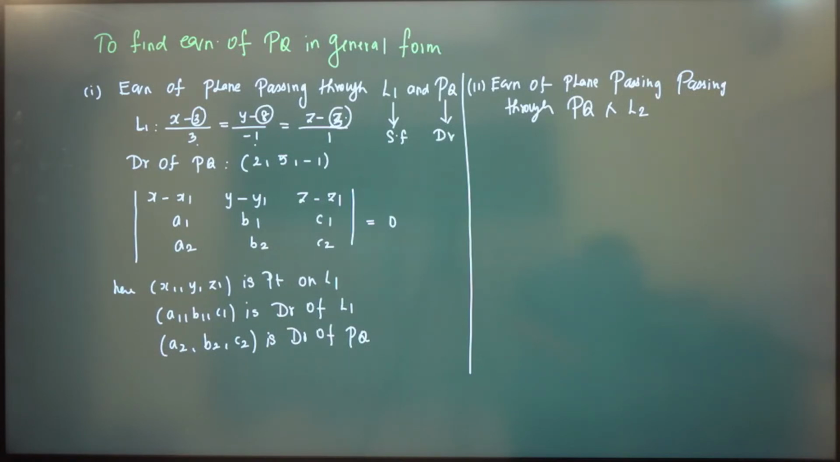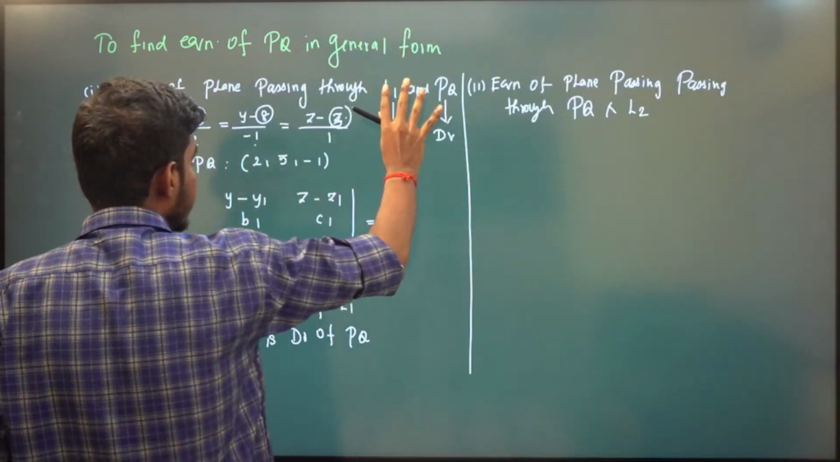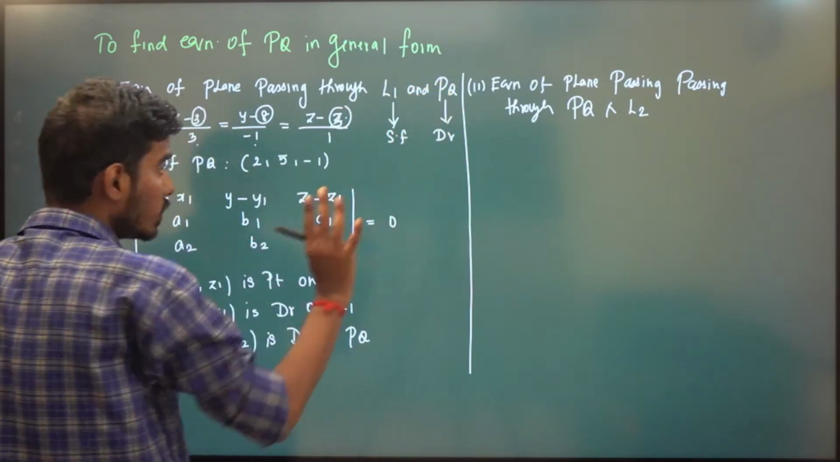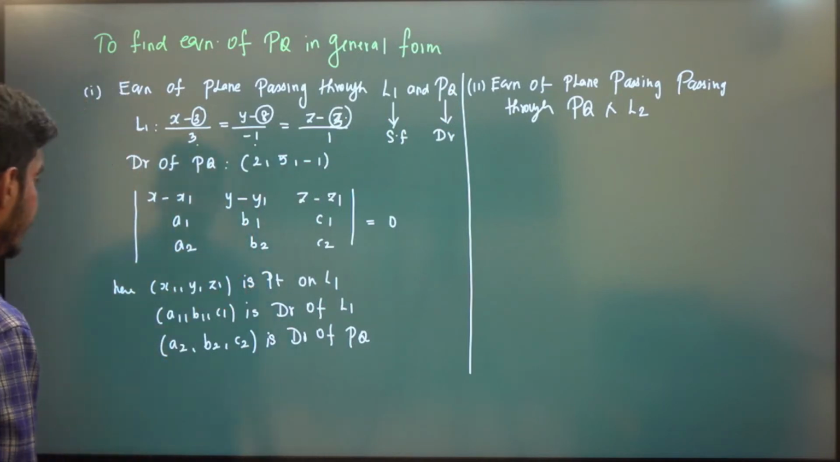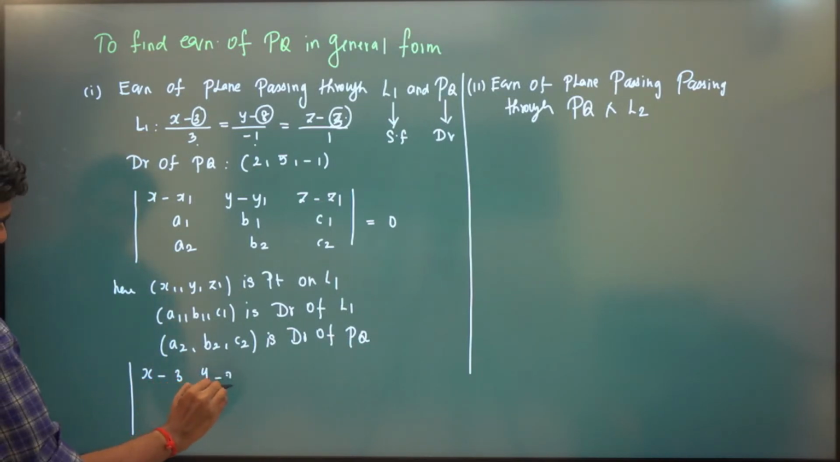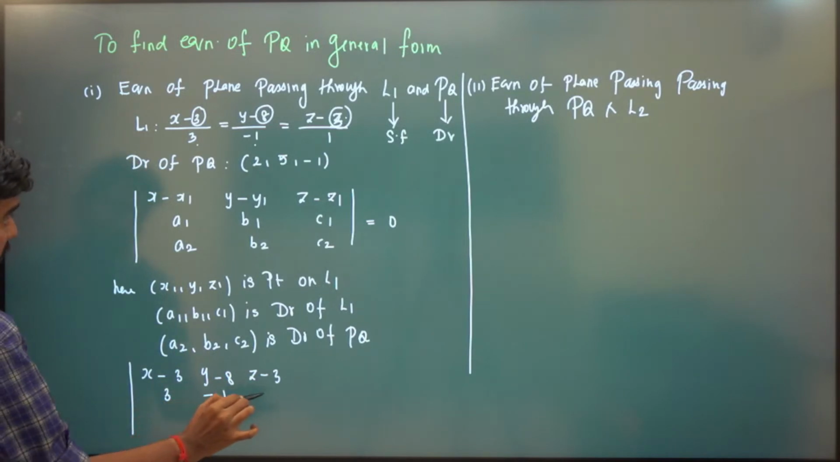Equation of plane passing through two lines. It has a condition. One line is in symmetrical form. For the other line, you know only the direction ratio. The equation of plane is given by this, right? So therefore, this will be x minus x1, y minus y1, z minus z1, 3 minus 1, 1.